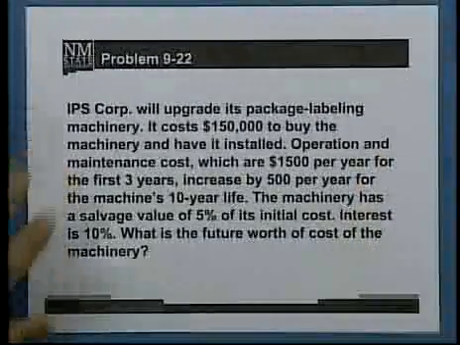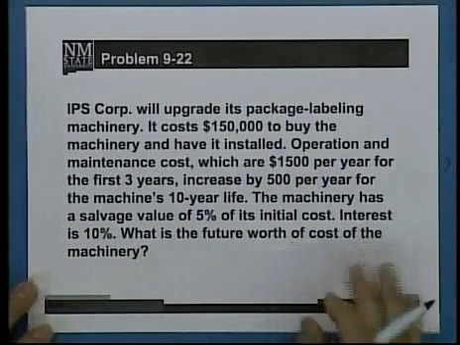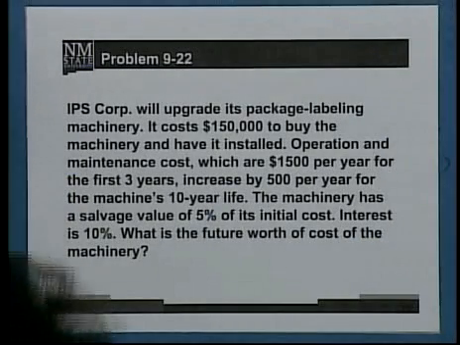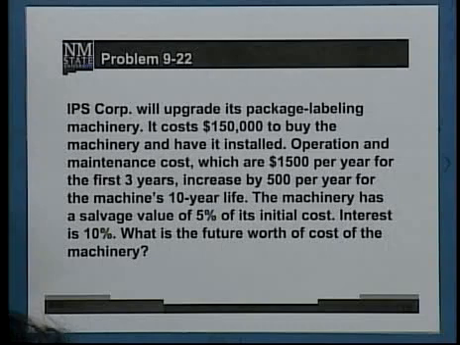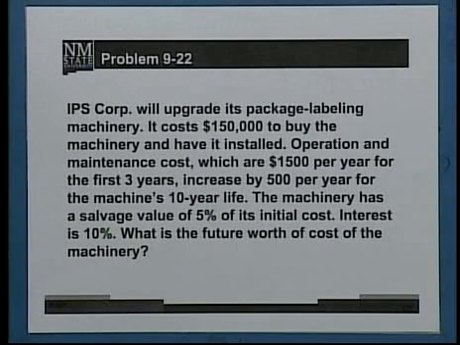Okay, then let's solve 9-22. IPS Corporation will upgrade its package labeling machinery. It costs $150,000 to buy the machinery and have it installed. Operation and maintenance costs, which are $1,500 per year for the first 3 years, increase by $500 per year for the machine's 10-year life. The machinery has a salvage value of 5% of its initial cost. Interest is 10%. What is the future worth of cost of the machinery?